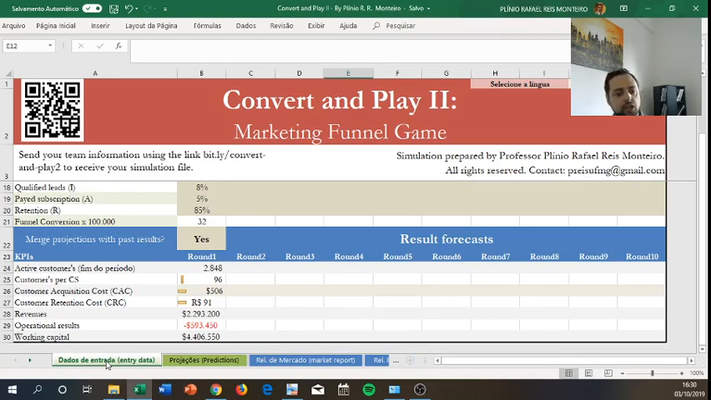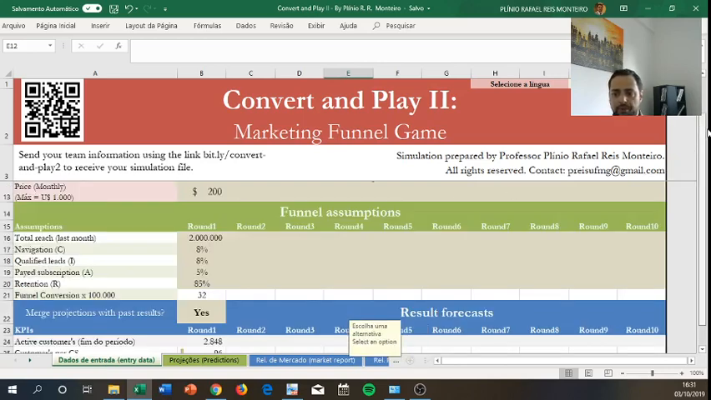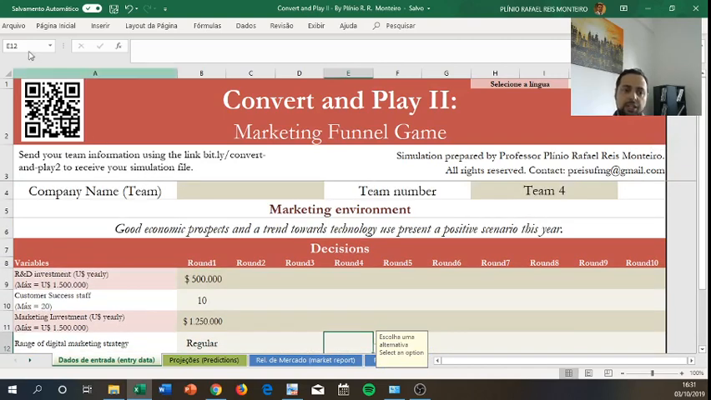And after making predictions, you need to send the decisions and see the results. So what you need to do for doing that, you need just to save this file and share the file with me by using the way that I tell you in Classroom. So doing that, I will run the simulation and give a feedback to you, not with the predictions, but with what really happened to your company. Okay, so that's it. Have a nice look on that.